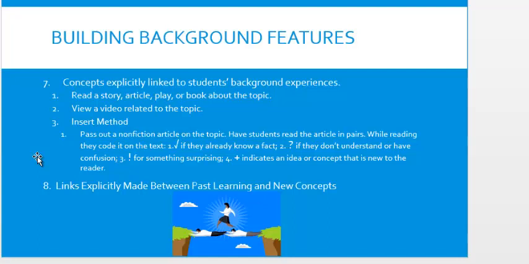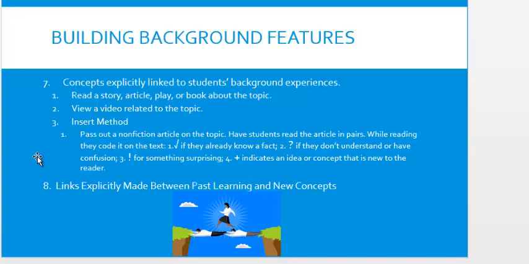Number 3 under number 7 is more of a structured method of helping to build students' background knowledge, and it's also really good for formative assessment for you. So basically, the steps are that you pass out a nonfiction article about the topic that you're going to be teaching. Make sure it's short. I wouldn't make it more than 2 or 3 pages, depending on the age of your students, 3 being for high school level students, because this isn't the whole lesson. It's just your anticipatory set.